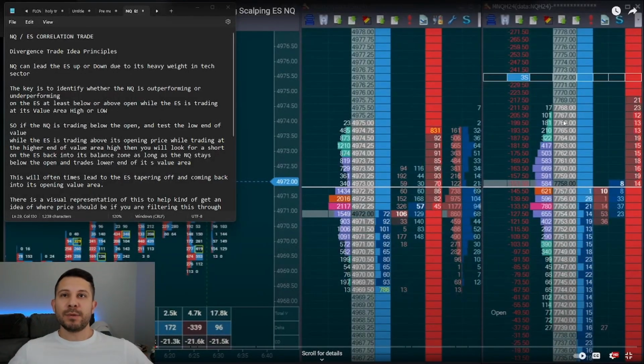All right, ladies and gentlemen, today we're going to be covering the big and bad NQ-ES divergence trade. Now, this is more of a high level trade idea. You will need to have some background in auction market theory and some understanding of value areas in order to perfectly or correctly digest this strategy.